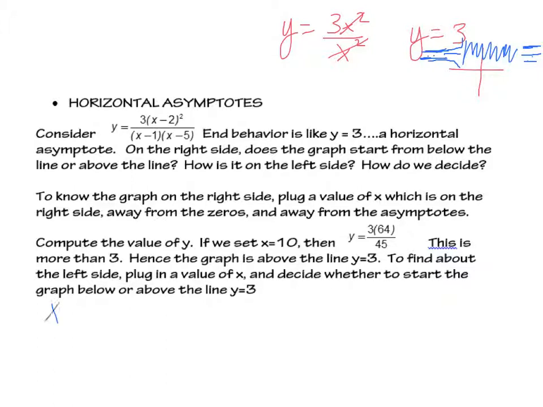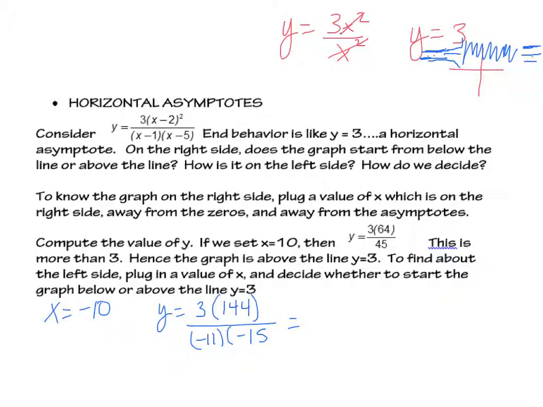So if x is equal to negative 10, let's plug it back into this problem. So then I'm going to have y equals 3. A negative 10 minus 2 is negative 12. Squared is 144. In the denominator, I have a negative 10 minus 1, so that's negative 11. And a negative 10 minus 5 is negative 15. And then we have to type that in our calculator. So let me grab my calculator here.